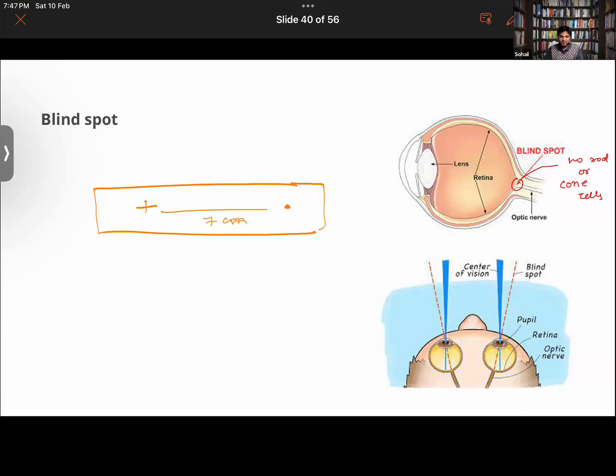So blind spot is basically that place on the retina where the optic nerve is leaving. Getting it now, guys? So it's a small area of the retina which is insensitive to light because the optic nerve is leaving the eye there. Because rod and cone cells are not present there. So that is the thing.